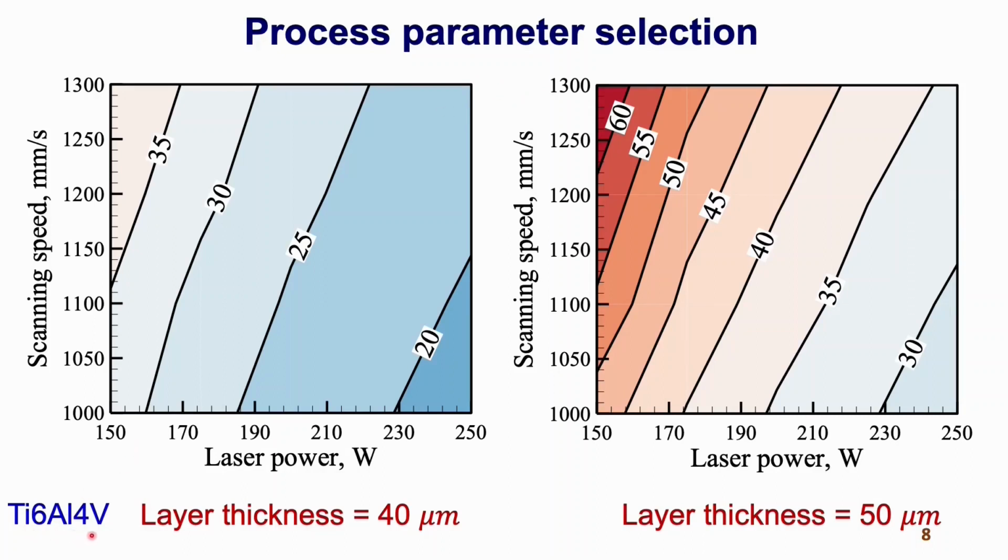The surface roughness index can be used for process parameter selection. Taking titanium 6-4 alloy as an example, we generate the surface roughness maps for the layer thickness of 40 and 50 micron, keeping other parameters constant. A high layer thickness increases the staircase effect and increases the difficulty to build smooth surfaces. However, a very small layer thickness indicates low productivity, requires more time to build a part, and increases the cost. A proper layer thickness should be selected to maintain a smooth surface without affecting productivity. Similar surface roughness maps can also be easily generated for the other 3 alloys, aluminum silicon 10 magnesium, Inconel 738, and stainless steel 316.